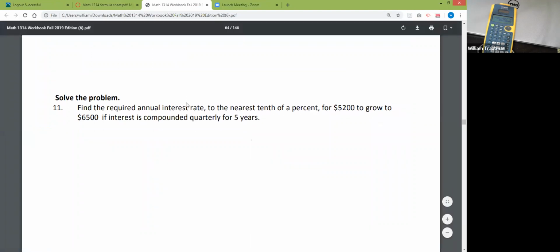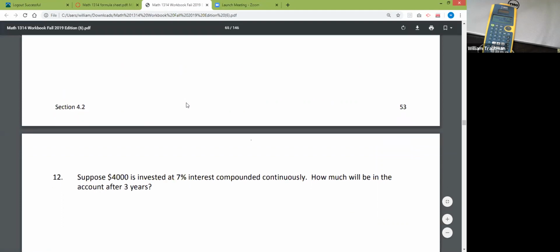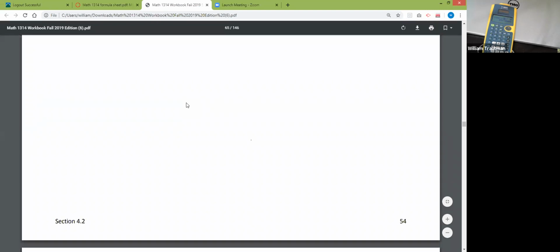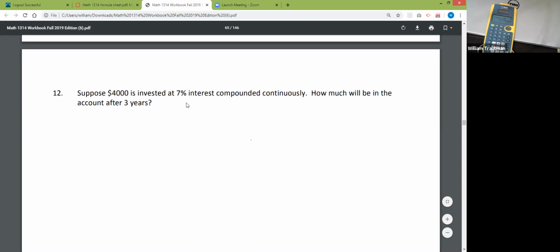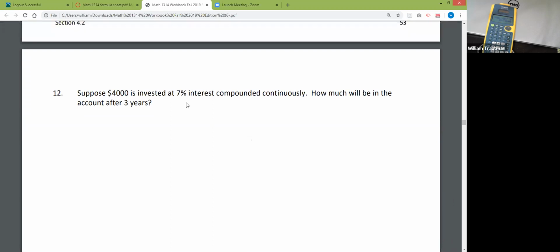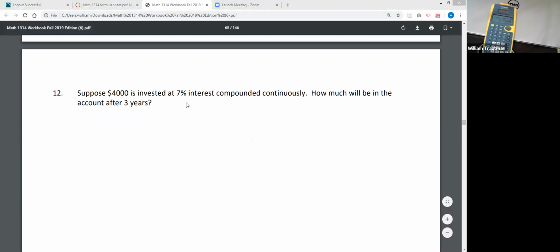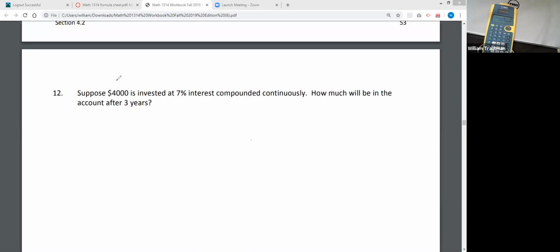Let me see what the next problem is really quick. I want to do number 12 first. I probably will do the other one, but I just want to do number 12 first. Number 12 is easier. Okay. Number 12 says, suppose 4,000 is invested. As soon as you said 4,000 is invested, that means I'm putting the money in now. That's my present value. This is R, compounded continuously. As soon as you see this, it's a different formula.